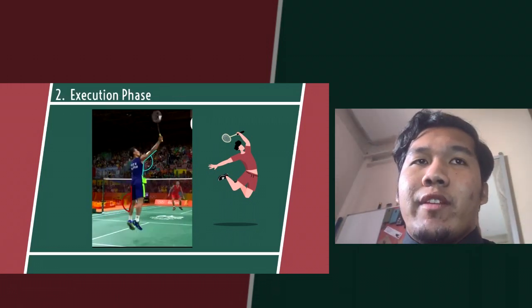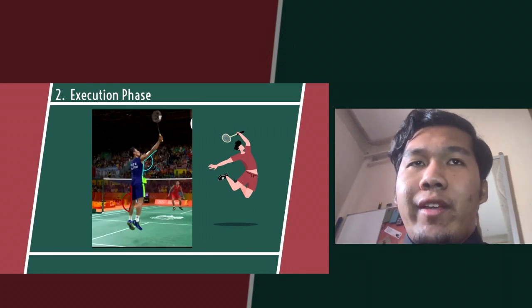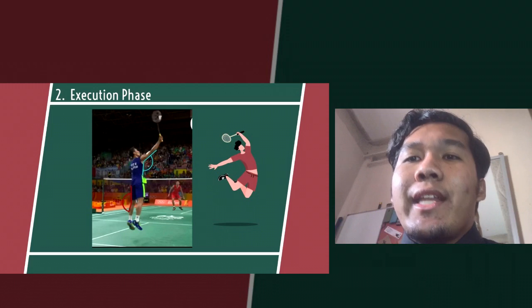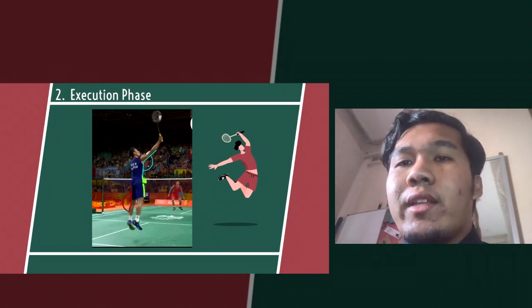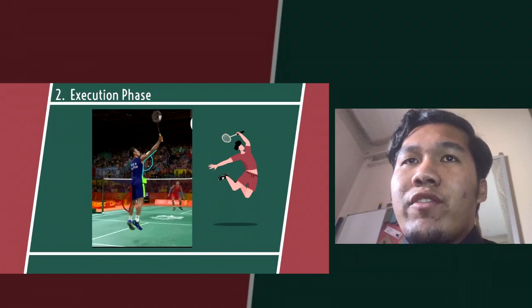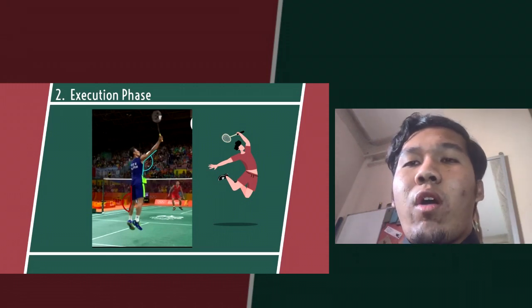The next picture shows the execution phase. The athlete immediately begins smashing, utilizing linear motion, altering the direction of the badminton shuttle so that it shifts direction to the right side of the court.